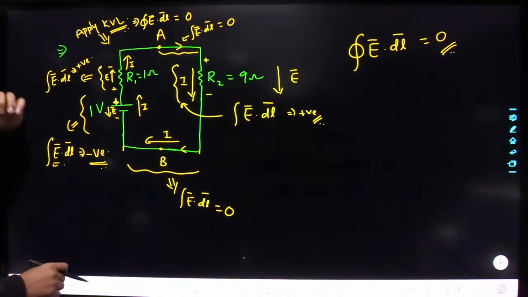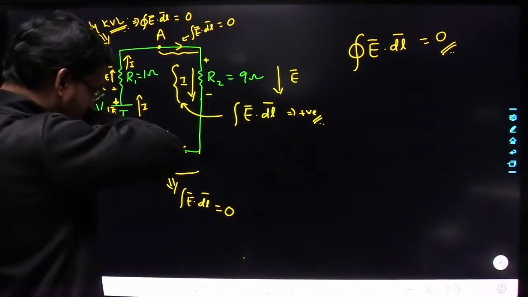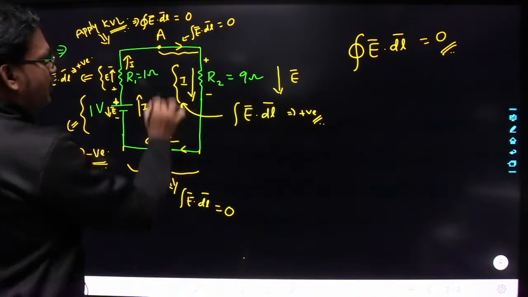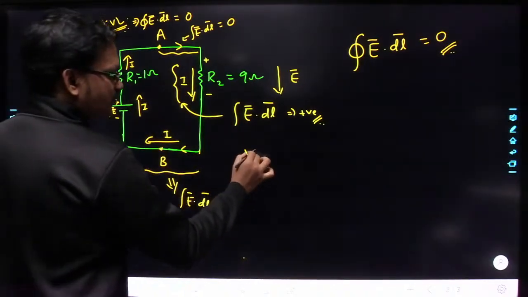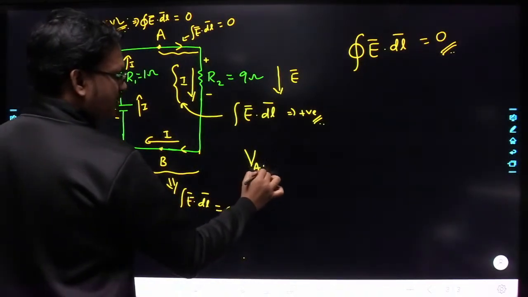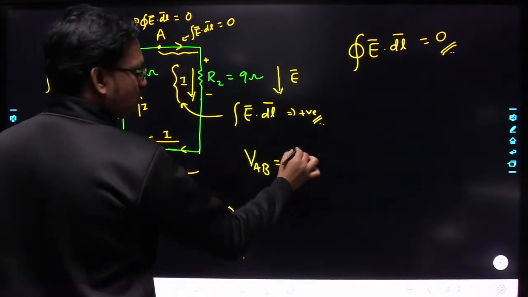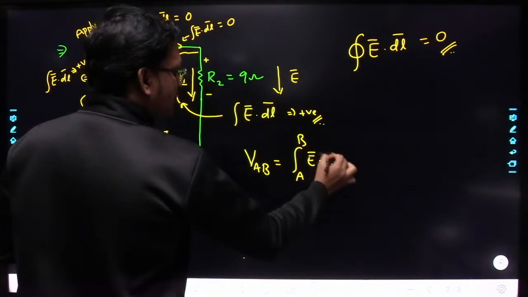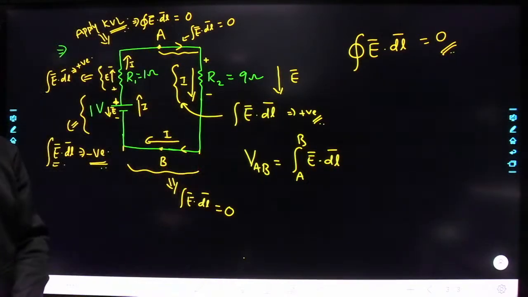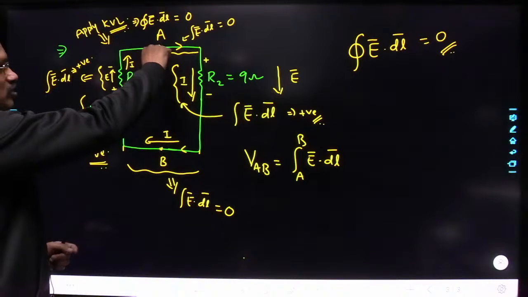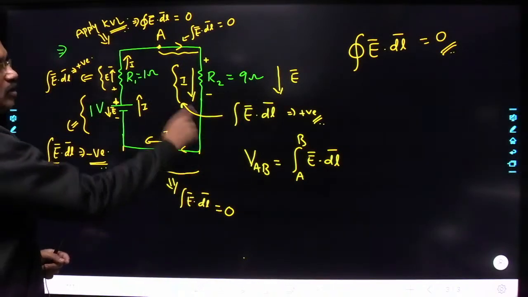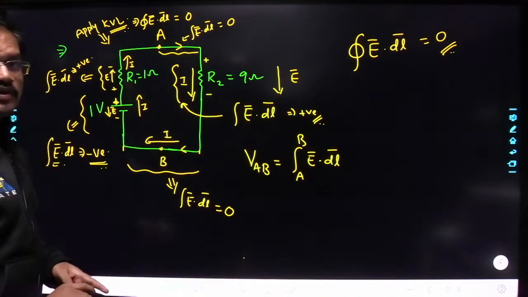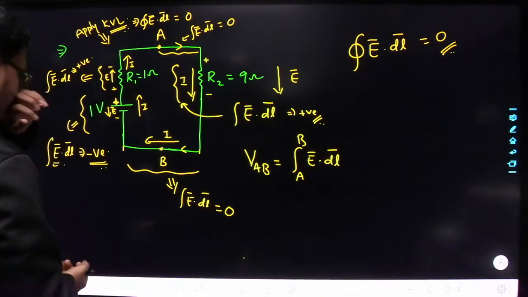Now see here, from A to B, what is the potential? VAB is equal to integral A to B E bar dot dl bar. Right? If you move from A to B, VAB is equal to integral A to B E bar dot dl bar.